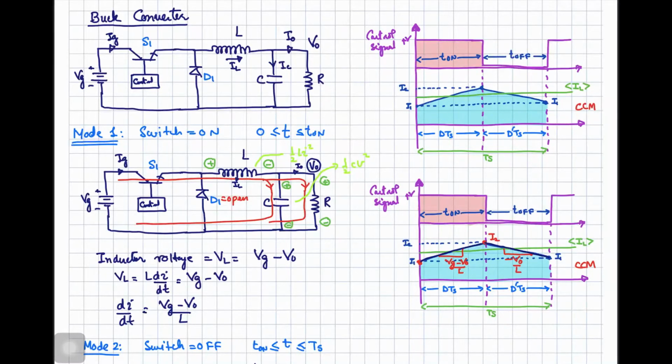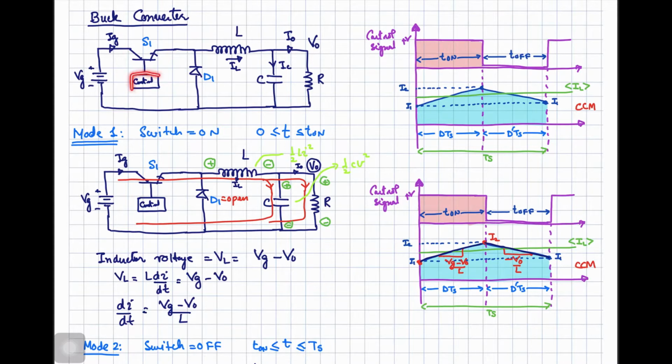Bismillahirrahmanirrahim. In this video, we will discuss the buck converter. The circuit diagram for the buck converter is shown in front of you. It consists of a switch S1, that may be a BJT, a MOSFET, a power BJT, or an IGBT. So different switches are used, but that should be a fully controllable switch.